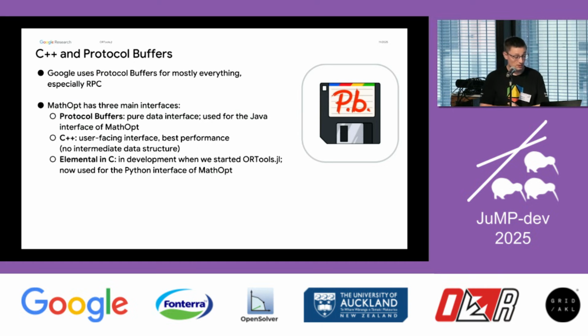And during the development of ORTools.jl, there's a new interface that's appeared, which is called Elemental. It's a not so small C API that gives you basically the same features as the C++ code, but a bit more orthogonal. As it was not really available when we started working on ORTools.jl, we could not use it. But nowadays, it's used for the Python port of MathOpt. So that means that it's still battle-tested code.